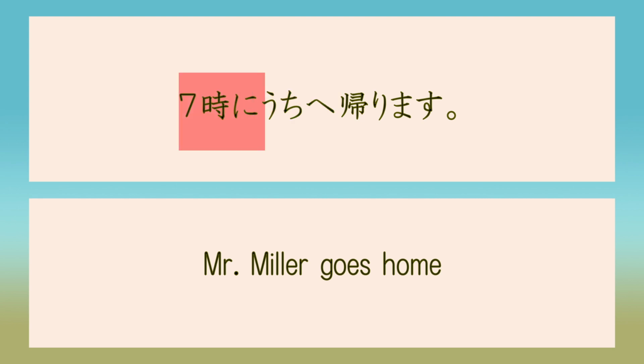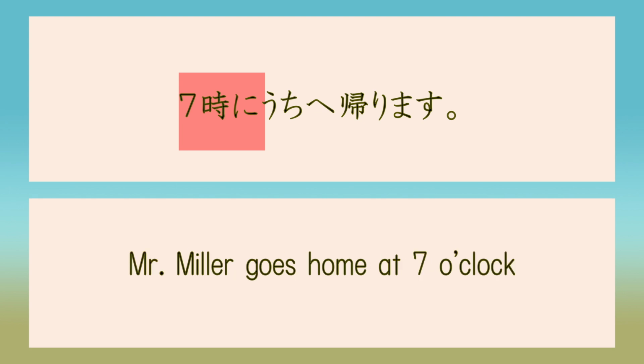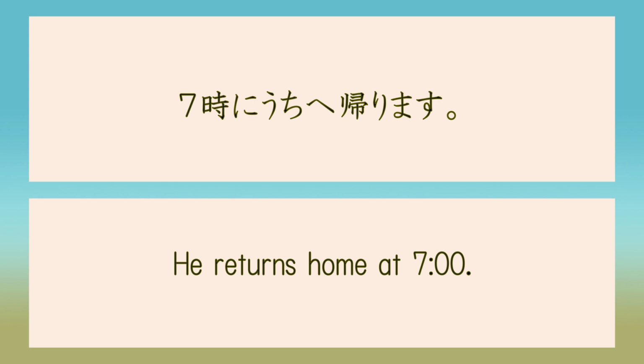And before that, we have shichiji ni, which is a time indicator at 7 o'clock. Mr. Miller goes back home at 7. Rule number 4, let's make it sound more natural. He returns home at 7. Next sentence, shichiji han ni bangohan o tabemasu.